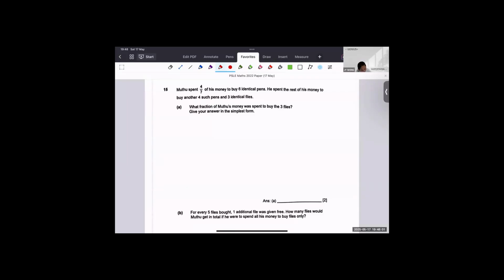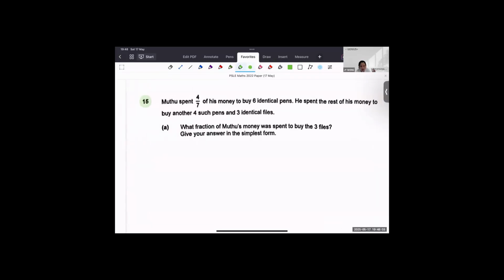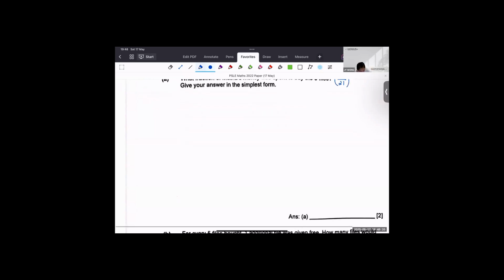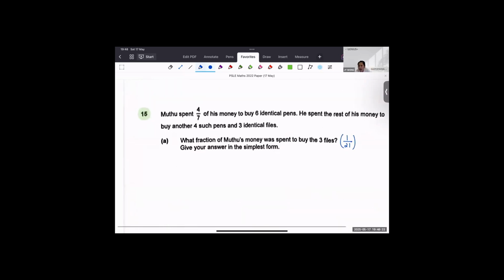Look at this question. This one I will say is not so straightforward. But let's see how many of you manage to get the answer correct. 1 out of 21. If your fraction is 1 out of 21, yes, your answer is correct. And this is how many marks? 2 marks.